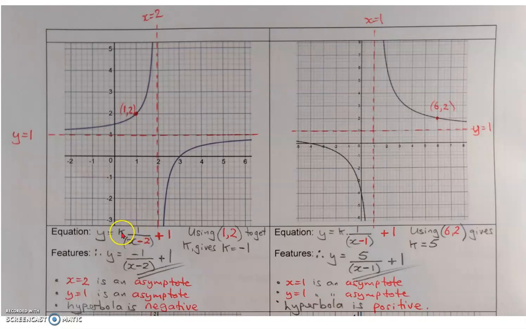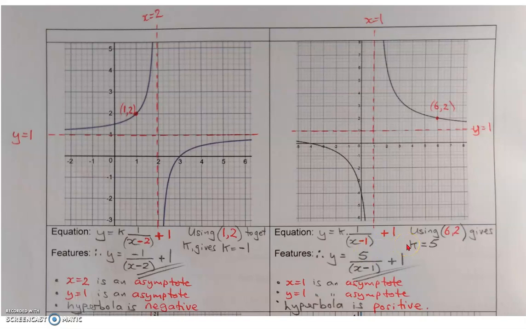So you've got this k is being multiplied by minus 1 effectively. So the only way that can happen, if k times minus 1 is equal to 1, is if k itself is equal to minus 1. So your final formula is that y equals minus 1, that's k, over (x minus 2) in brackets, all plus 1. Okay, let's go on to this one here.